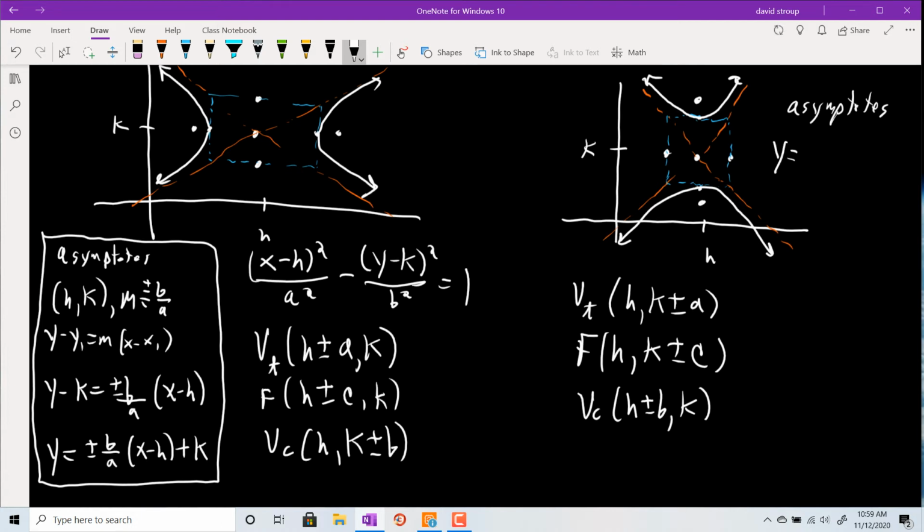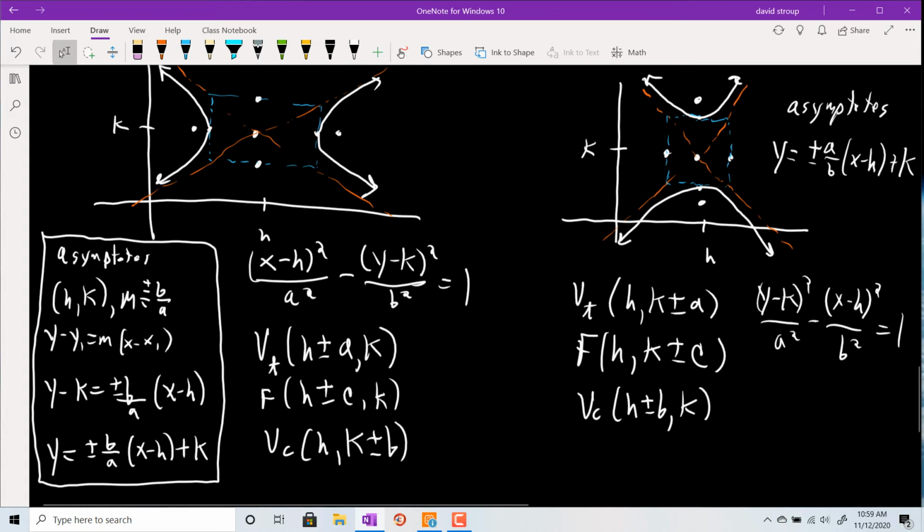So Y equals plus or minus A over B times X minus H plus K. All right. And then for the formula for this orientation, the Y will come first. So Y minus K squared over A squared minus X minus H squared over B squared equals 1. Okay?